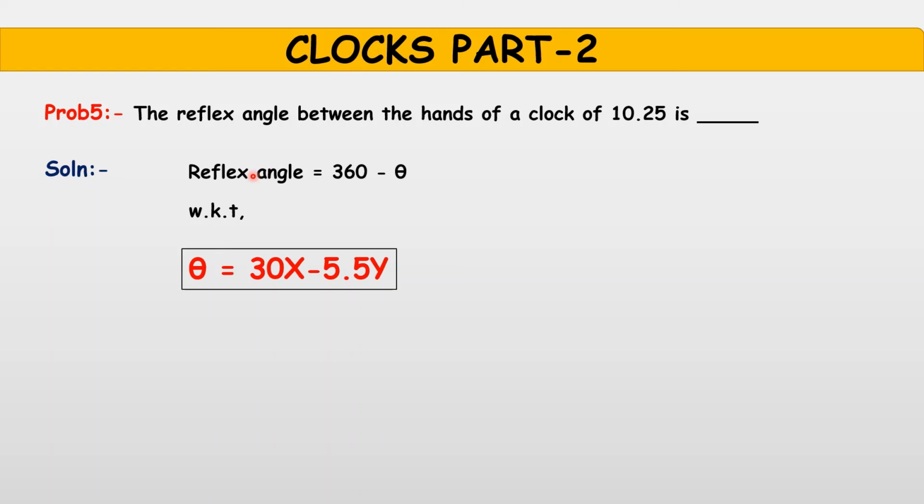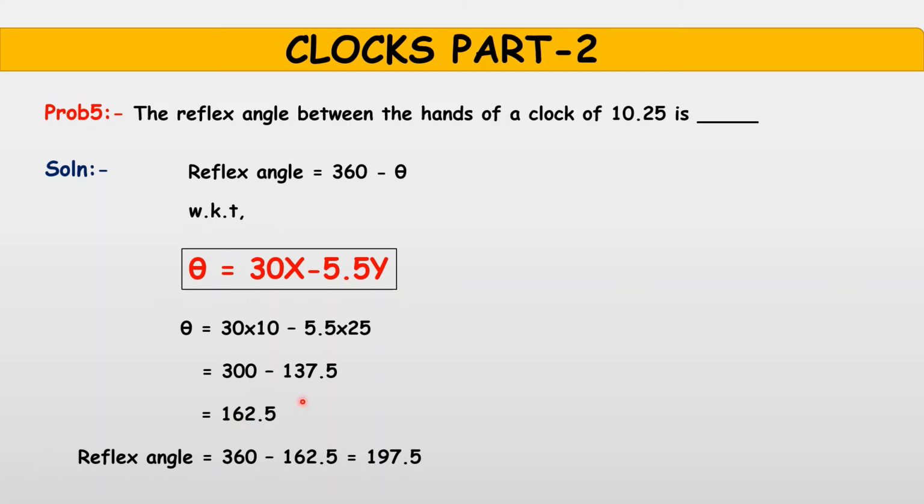First we need to find the angle between the two hands, substituting in this formula: theta equals 30 times 10 minus 5.5 times 25. So for 10:25 we'll get theta as 162.5 degrees. Reflex angle means the remaining angle in the full 360 degrees, so that's 360 minus 162.5. So we'll get the reflex angle as 197.5.